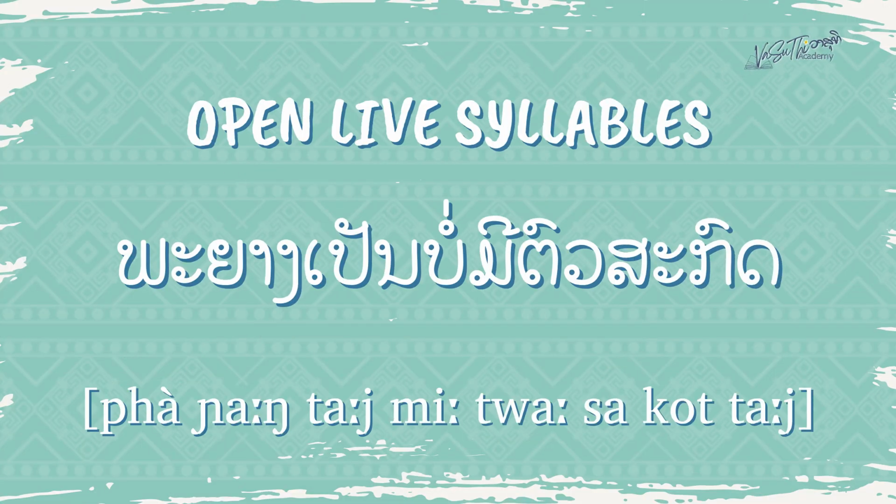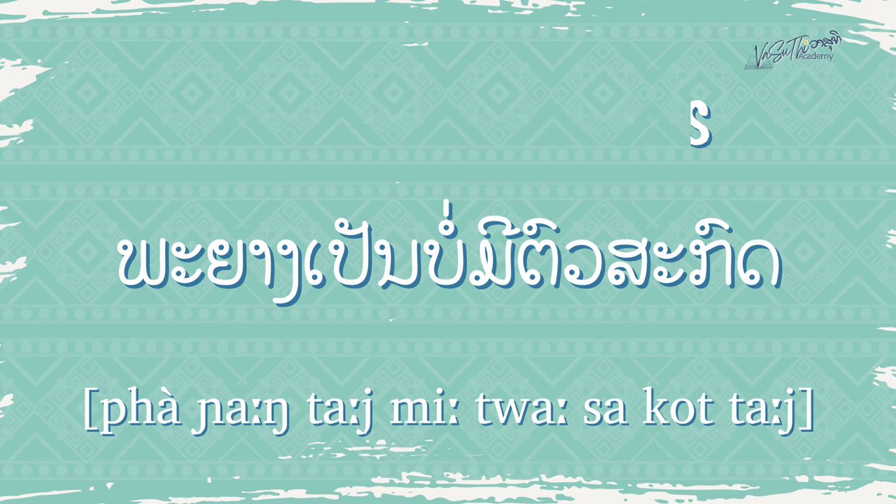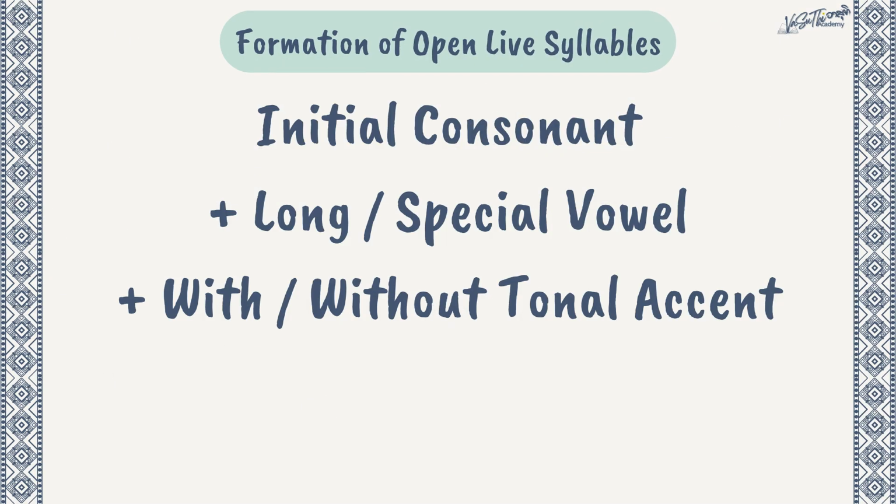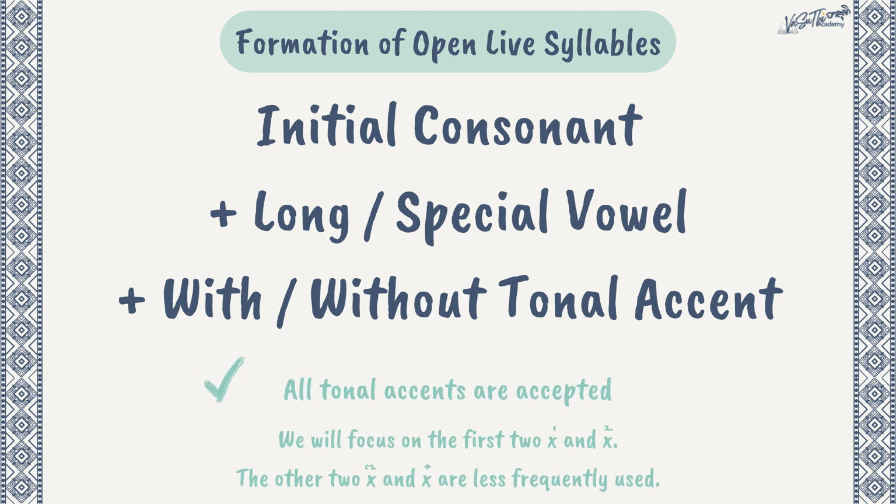Open live syllables. พยางค์เป็นบ่มีตัวสะกด An open live syllable is formed of an initial consonant with a long or special vowel. It may or may not have a tonal accent.